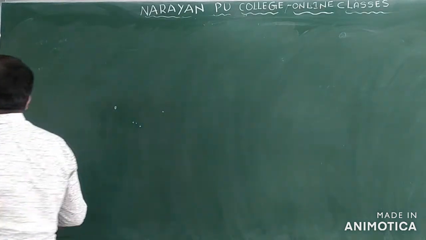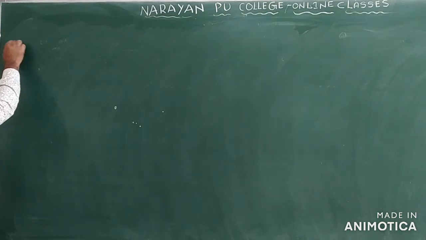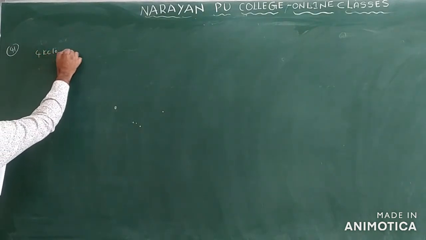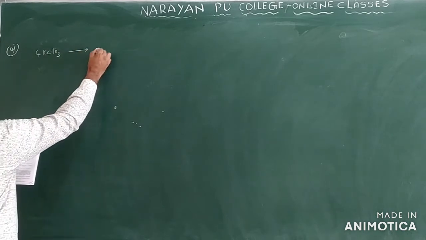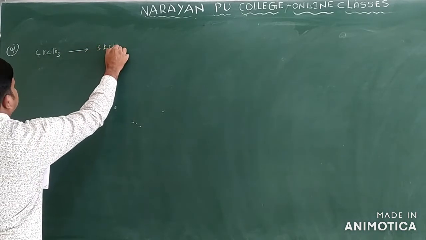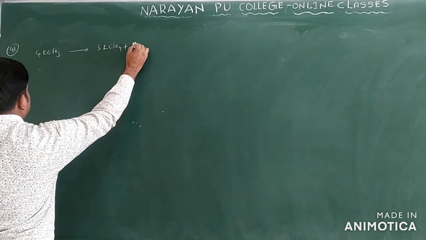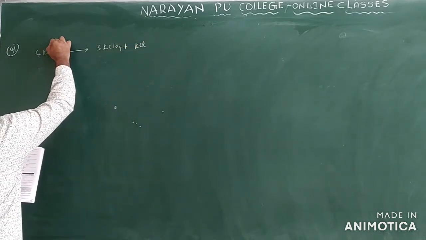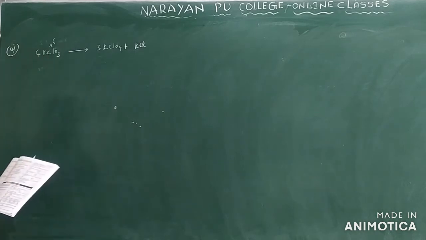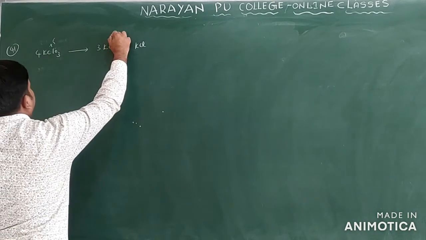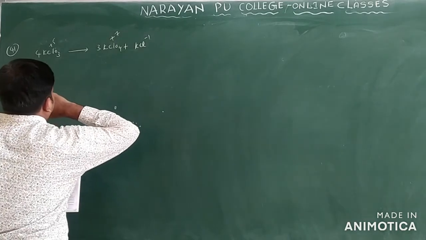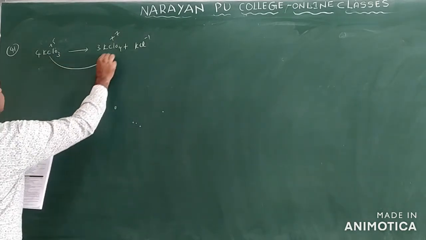Let us see the examples that are given. The first example is given here: 4KClO3 gives rise to 3KClO4 plus KCl. Potassium chloride. Here chlorine is plus 5. Here chlorine is plus 7. Here chlorine is minus 1. Clear? Plus 5 to plus 7.